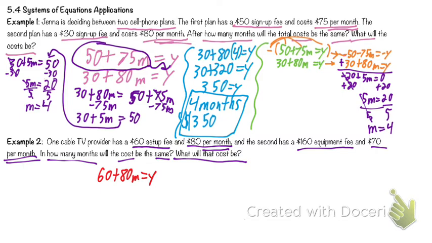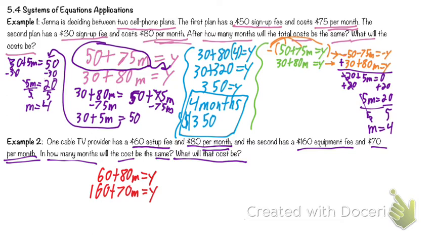Tucker, do you want to help me with the second equation? We're at 160 plus 70m equals y. I agree. $160 for the equipment fee, $70 per month, and it's going to be the total cost y. We want to know when the total costs are the same. Okay, Aiden, please write these down.